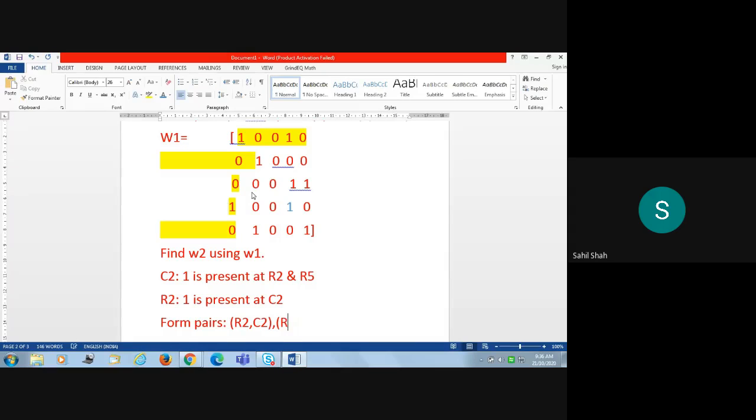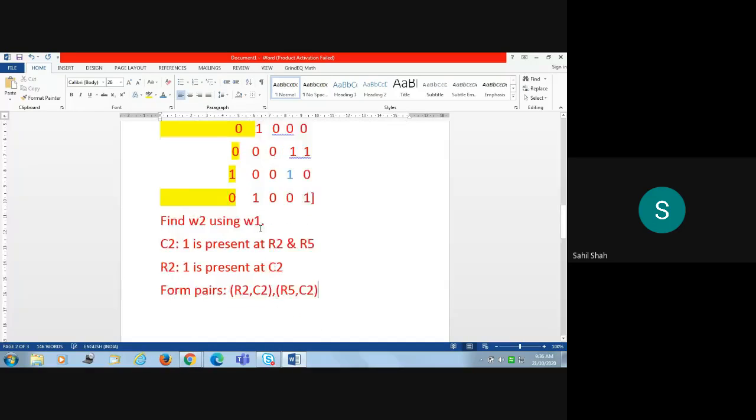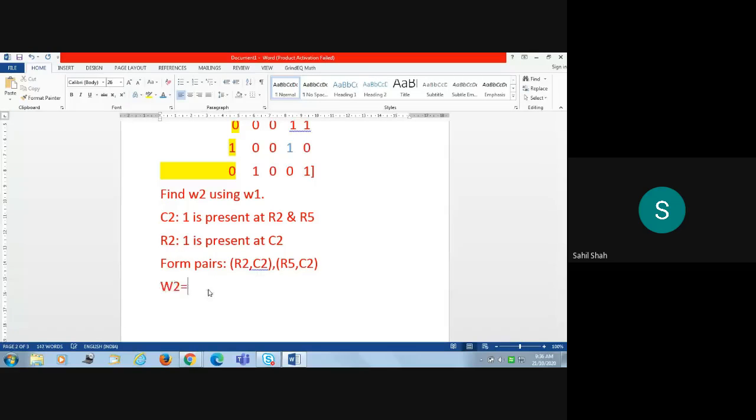R2, R5, C2. Now I will check R2, C2 is already present, is it? And I need one more pair which is R5, C2. This one is R5, C2. Both are present. So there will not be any addition. It will be same as that of W1. So I will write directly W2 is equal to W1. No change. Let us go for third.